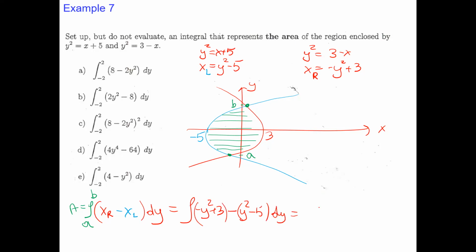Let me put it one more time. We will have negative y squared and negative y squared, so 2 negative y squared, and positive 3, positive 5, because we are subtracting negative 5, which gives 8. So we have 8 minus 2y squared.